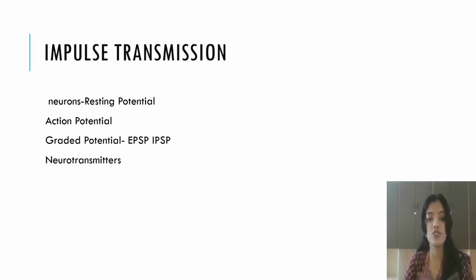In impulse transmission, the major topics included are the neuron resting potential, action potential, graded potential, excitatory postsynaptic potential, and inhibitory postsynaptic potential. And also we'll be discussing a few neurotransmitters.